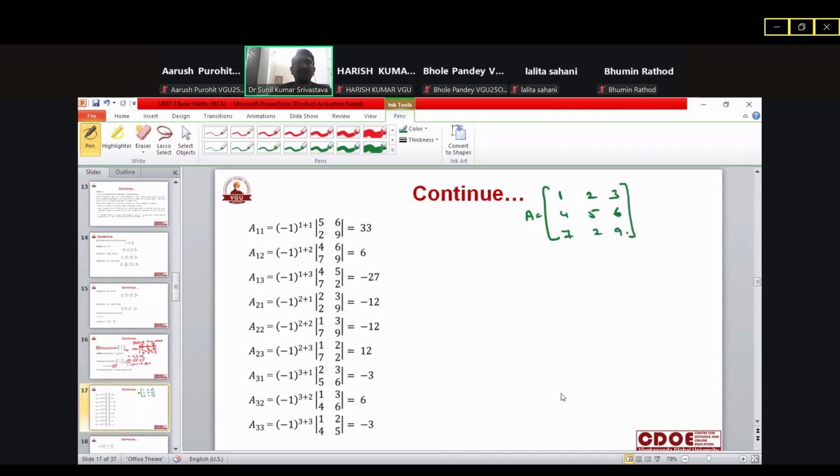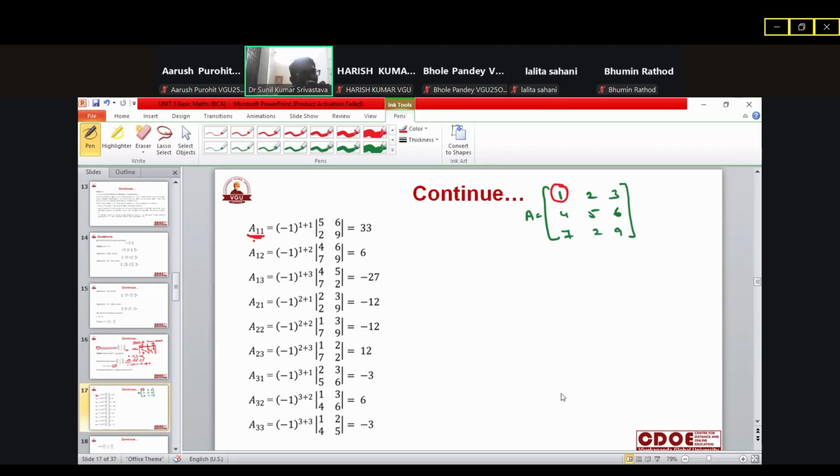Now we have the 9 elements here, A11, A12, A13. The first is that we have to find the cofactor of the element a11. This is the element of a11. So we write the cofactor of the element a11 denoted by capital A11. What do I have to check?